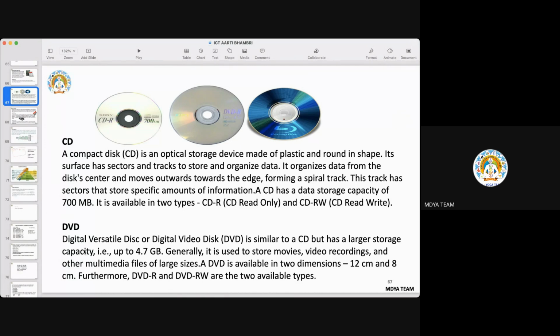And DVDs are digital versatile discs, or you can say digital video discs, and they are similar to CD, but their storage capacity is very, very large, because here you can store visuals or videos, movies or any video recording or any multimedia files of large sizes. And they are also of two types: read only or read and write. There is a fixed DVD where you can only see the information which is already stored, and there are some DVDs where you can delete the information and write new information on it.